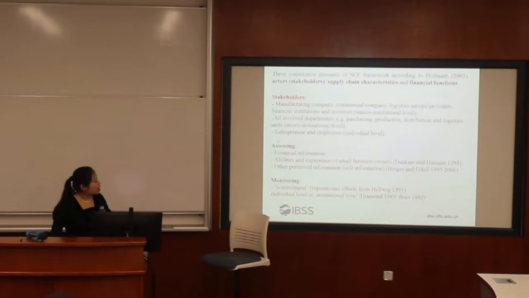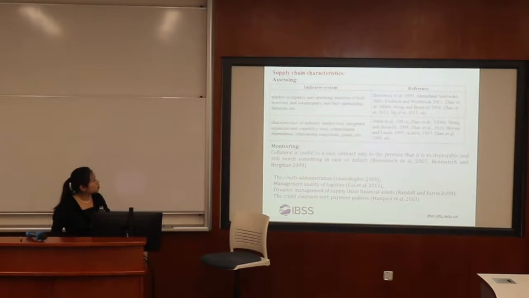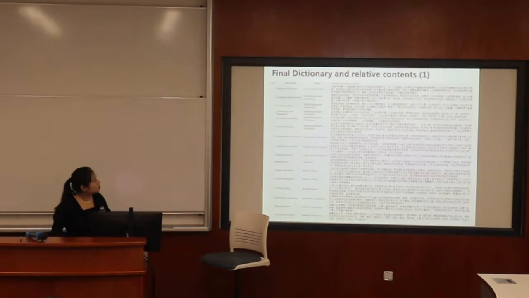They have the second part of knowledge, which is the financial information, ability and appearance of small business owners, and other perceived information. Then I can show you our final dictionary and relative context. As I said before, this data is from a Chinese bank, so most of these words are in Chinese. So the most difficult part for our research is that you need to build a Chinese dictionary.